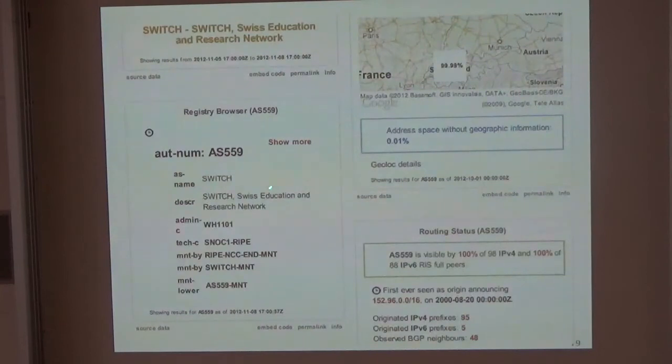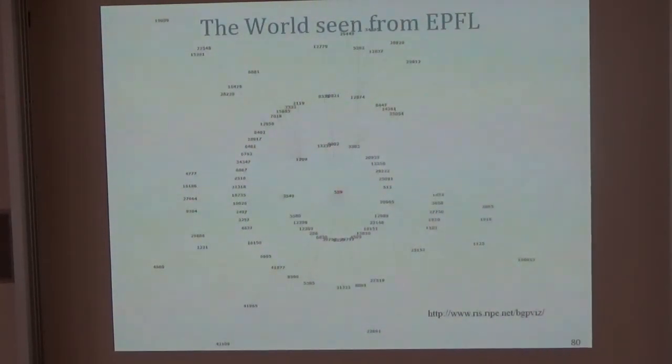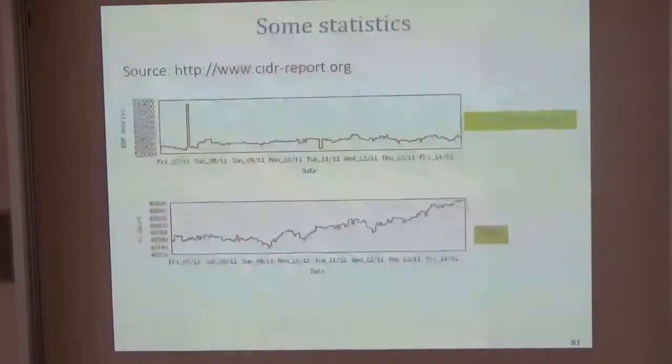Our provider is Switch, so you can search all the details about Switch. You see its AS number, 559. And this is the world switch from EPFL, or more precisely from Switch. Those are all the AS numbers from Switch, because EPFL is inside Switch for the rest of the world. And you see that Switch itself, I took this snapshot 2 years ago, I guess there is more now, is connected to a very large number of other ASs that themselves are connected to large numbers, etc. And if you do that at larger time scale, you will see things like this here.